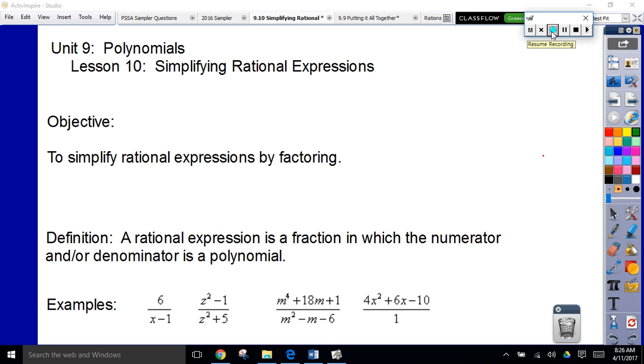So today's lesson, we're going to start talking about simplifying rational expressions. And I think that this is kind of a fun lesson. This is one of my favorite algebra topics. I actually enjoy doing this. First, we'll define a rational expression. A rational expression is a fraction in which the numerator and/or denominator is a polynomial.